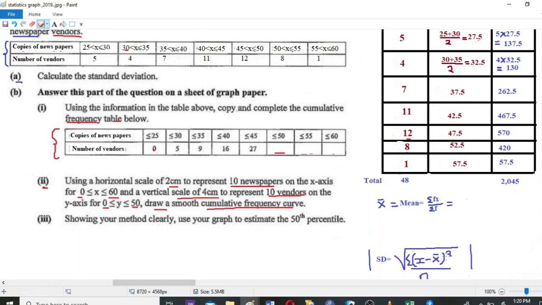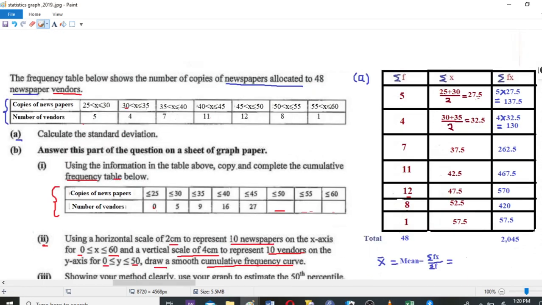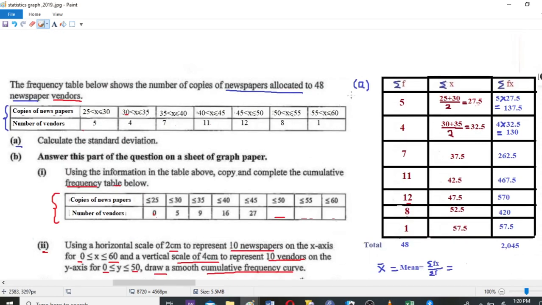So we need to find our mean before we proceed, and to find our mean we use this box here for question A. How do we use it? In this box, the first column contains the frequency, and the summation of this frequency is 48. The second column contains x values. So how do we find these x values?